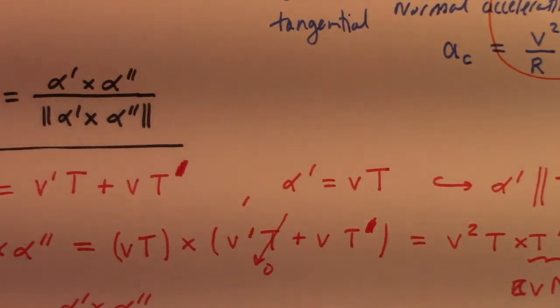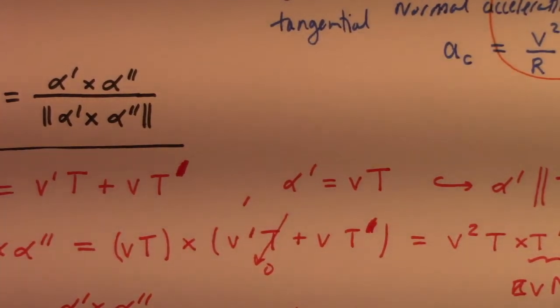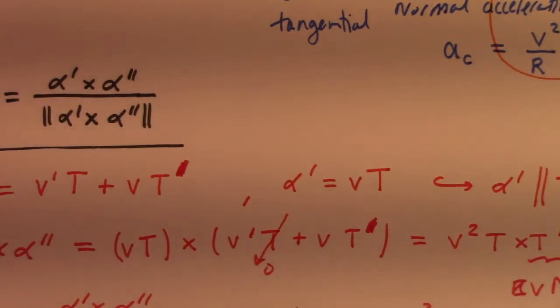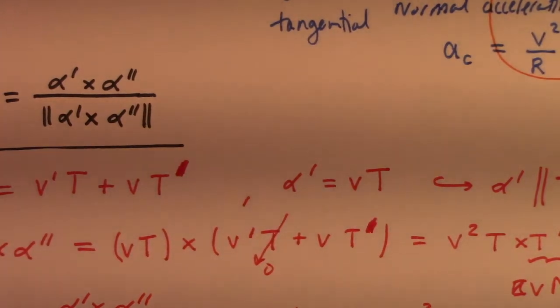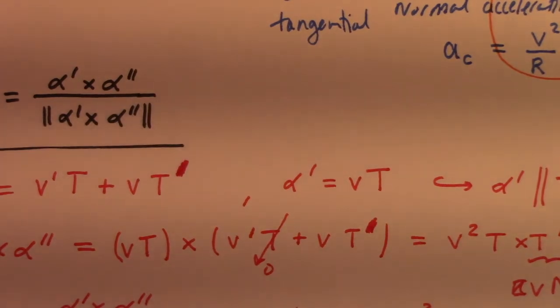Now the length of that vector in and of itself might be interesting, right? You can see that the length of alpha prime cross alpha prime prime is going to be equal to, well, this is a unit vector, right? So the length is v cubed times the curvature. And so I guess that gives you a formula for the curvature while you're at it. You can divide by v cubed, and that would give you a formula for the curvature.